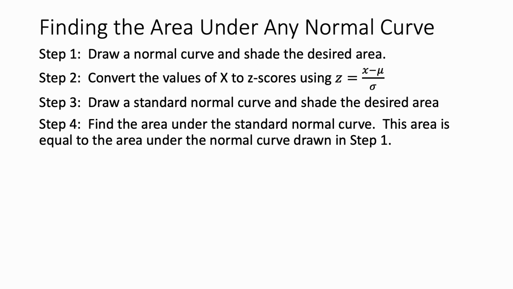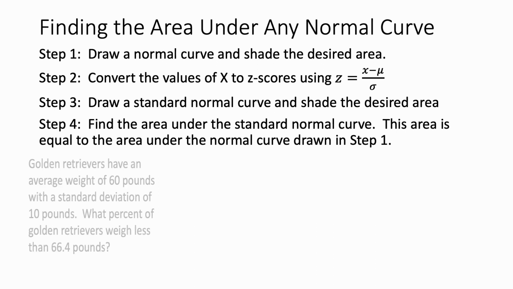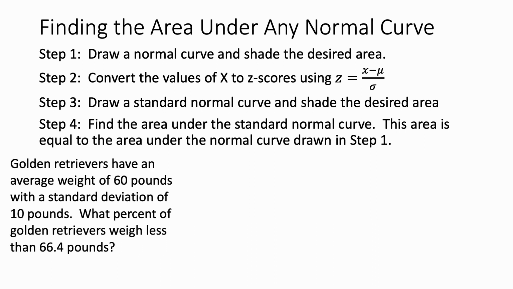A quick example of how to find areas under the curve. Golden retrievers have an average weight of 60 pounds and a standard deviation of 10 pounds. What percent of golden retrievers weigh less than 66.4 pounds?